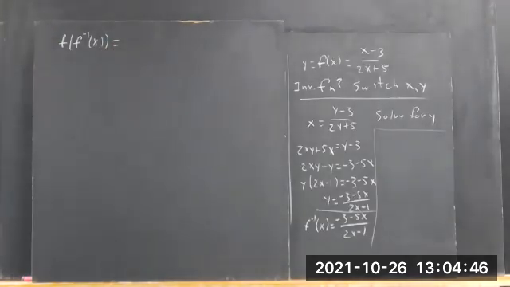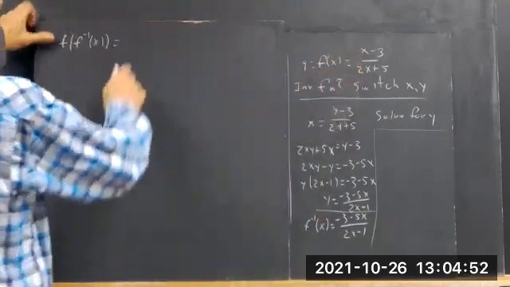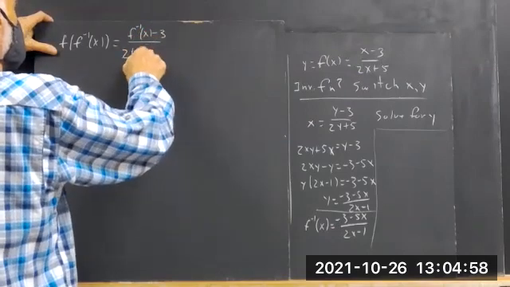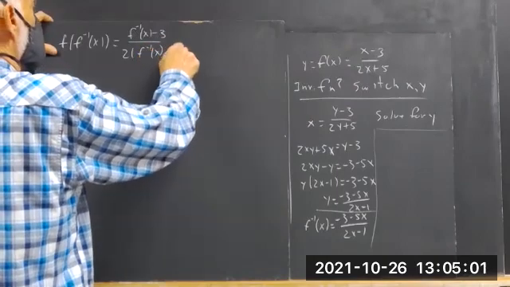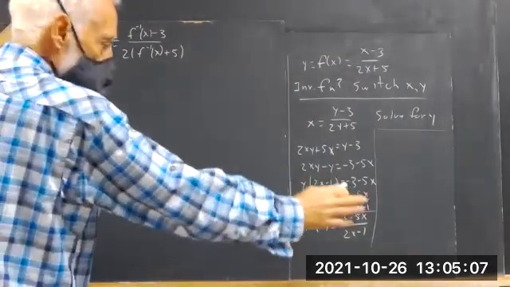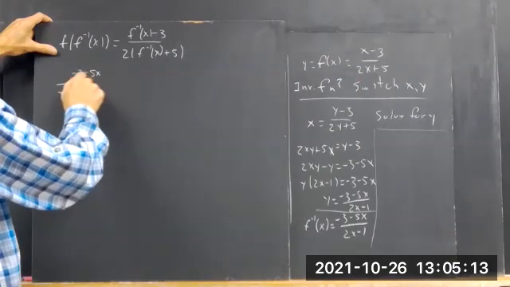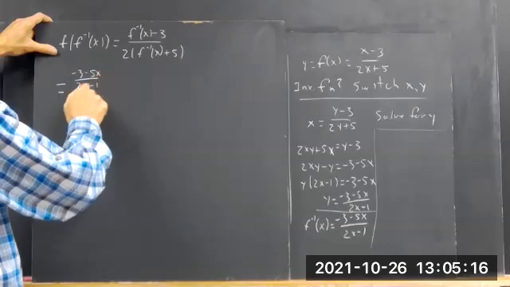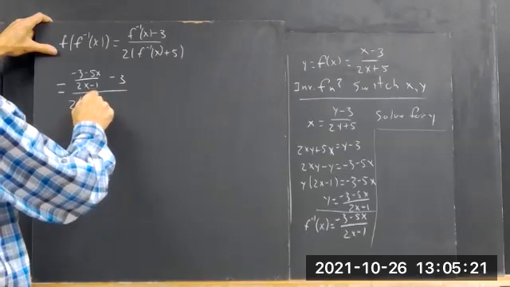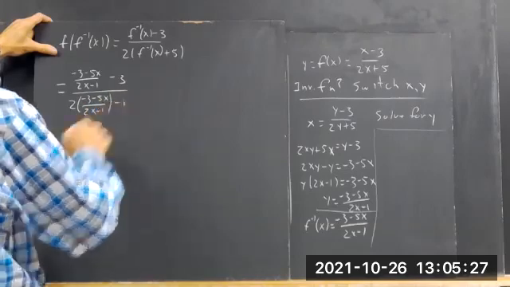The f inverse of x is what? Well, you plug f inverse of x in here. That's (f inverse of x minus 3) over (2 times f inverse of x plus 5). F inverse of x, of course, is (negative 3 minus 5x) over (2x minus 1). So this is (negative 3 minus 5x) over (2x minus 1), minus 3, divided by 2 times (negative 3 minus 5x) over (2x minus 1), plus 5.